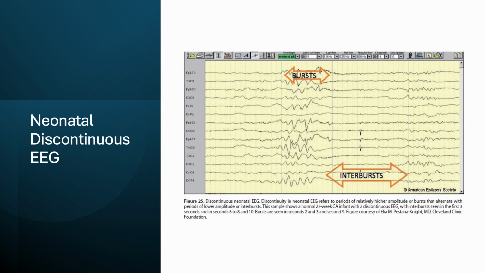Here's an example of discontinuous EEG in a 27-week-old infant. The flat activity are the interbursts. Here's an interburst, and then all of a sudden these delta waves show up, the bursts, and then interbursts.